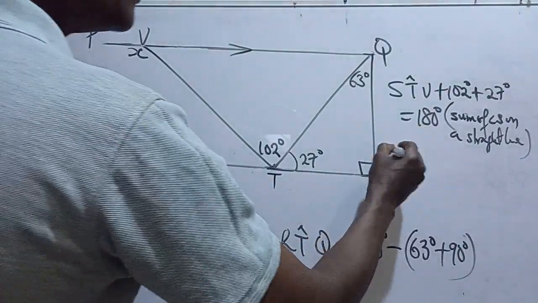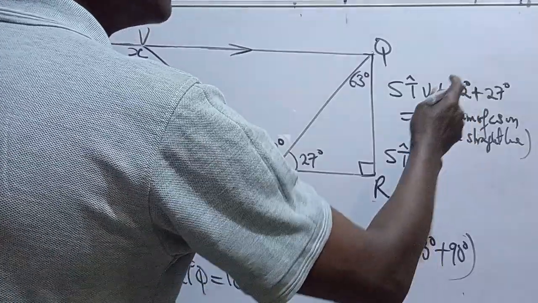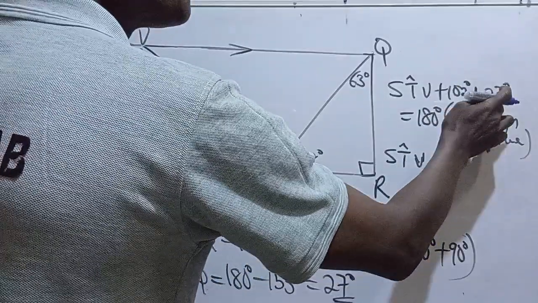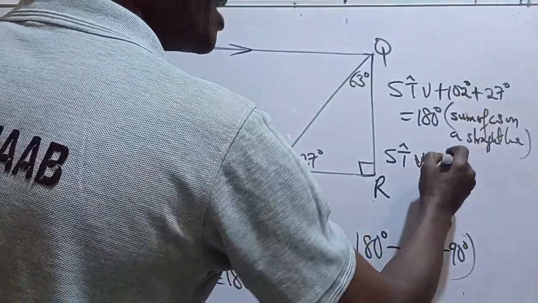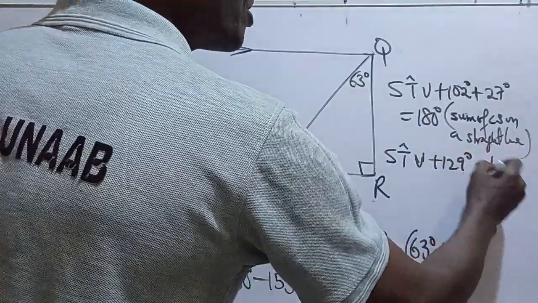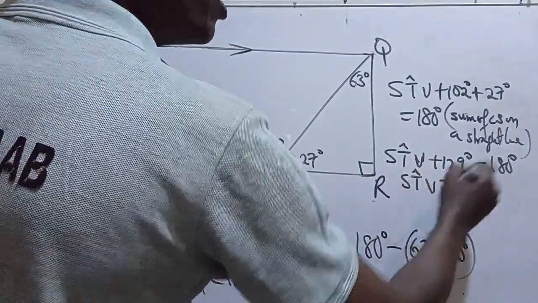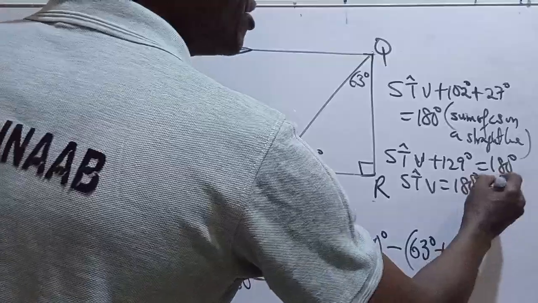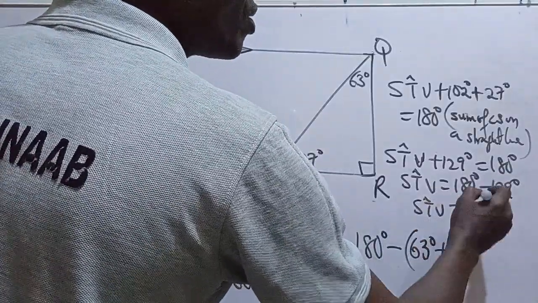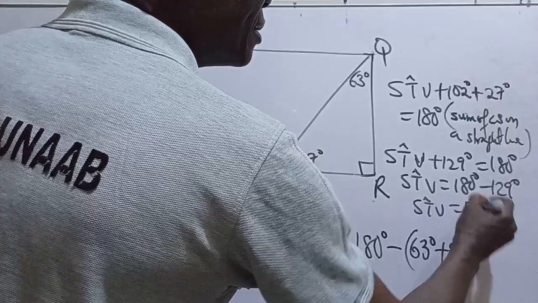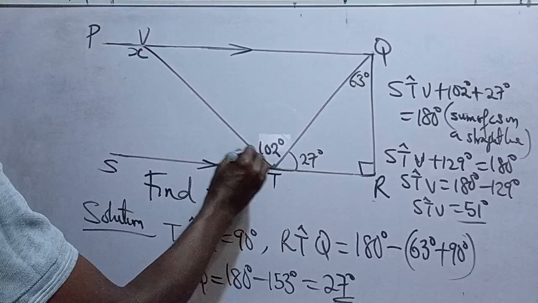Fine. So STV will now be equal to, let's add everything: 102 plus 27 is 129, and 129 degrees plus STV must equal 180. So STV will be 180 degrees minus 129 degrees, which is 51 degrees. So the angle here is 51 degrees.